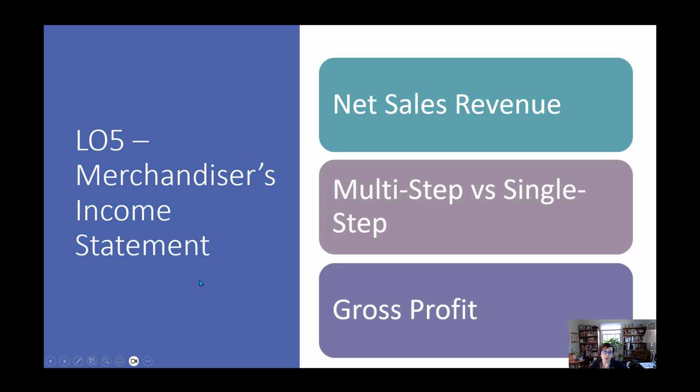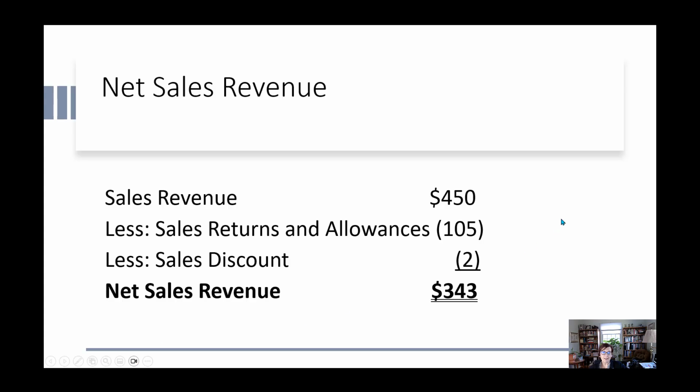All right, now let's take a look at the merchandiser's income statement. We're going to look at net sales revenue, multi-step versus single step, and gross profit. So net sales revenue is basically your sales revenue minus your two contra revenue accounts. So we take our sales revenue, these are the numbers from Chic Shoes. We take our sales revenue, 450, minus the sales returns and allowances of 105. That was the 60 plus the 45. I don't know if that's right, but we'll just keep these numbers the way they are for now.